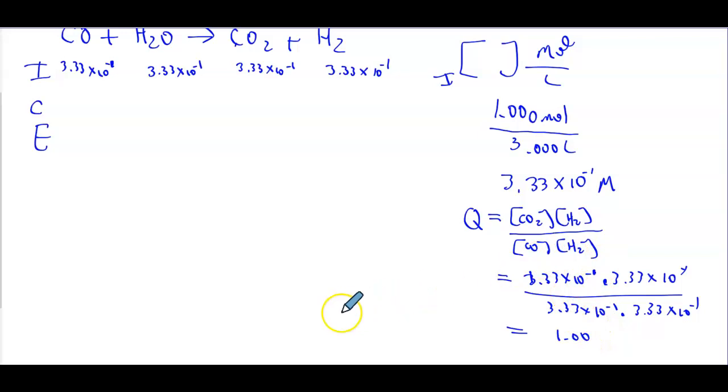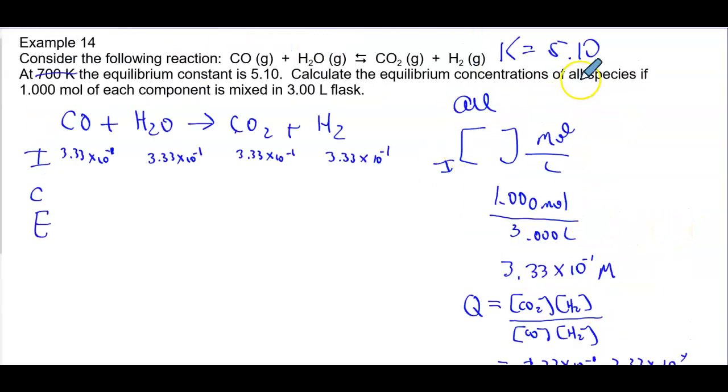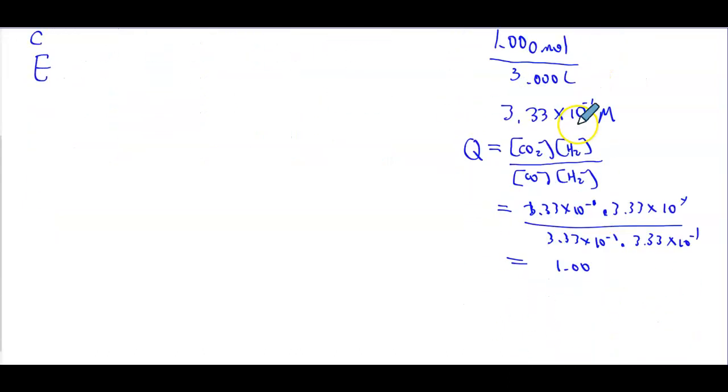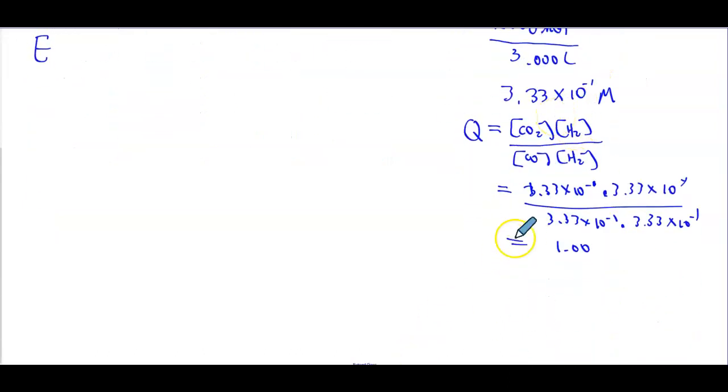Okay, so then we can do Q versus K. Let's go back up and remember what our K was. Our K was 5.10. So then we're going to come down here, and remember we always want to think of Q versus K. So K is 5.10 and Q is 1.00.